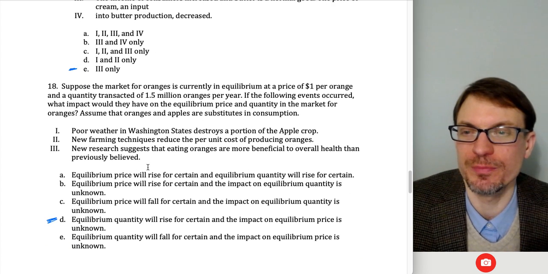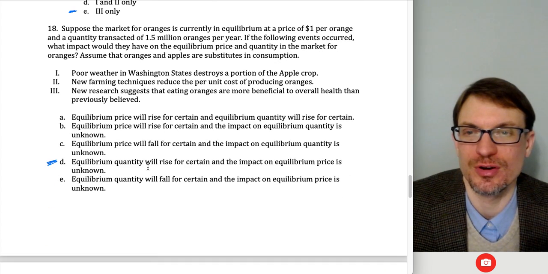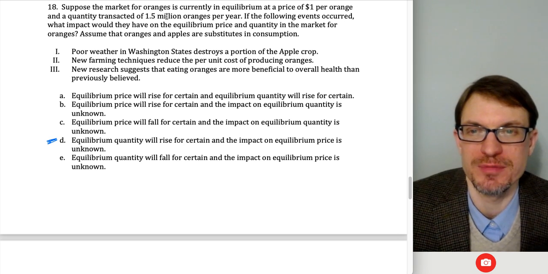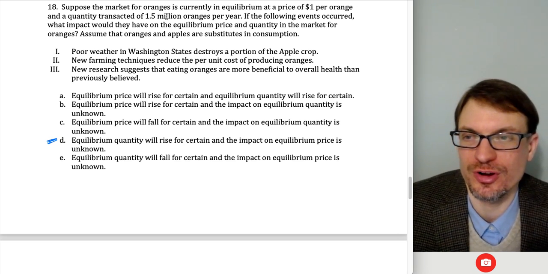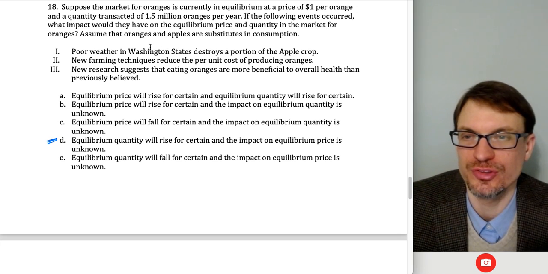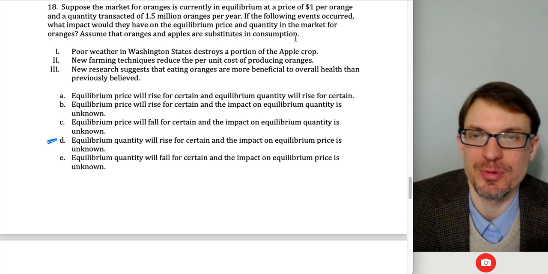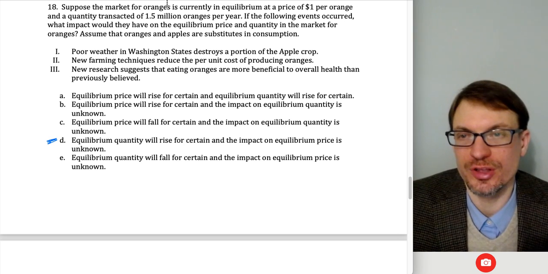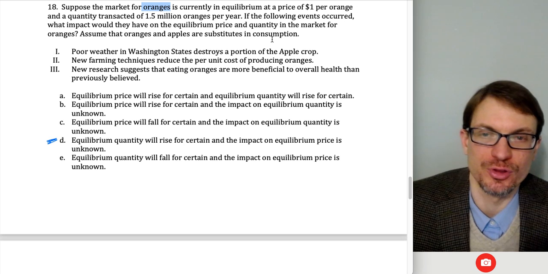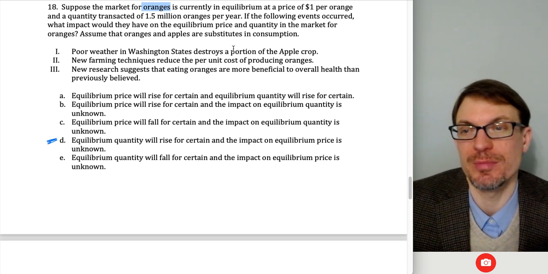All right, suppose the market for oranges is currently in equilibrium at a price of $1 per orange. Quantity transacted is 1.5 million oranges per year. Following events occurred, what impact would they have on the equilibrium price and quantity for the market for oranges? Assume oranges and apples are substitutes in consumption. So the good under consideration is oranges. We're also going to get some information about apples, a substitute. So you want to remember that they're substitutes.